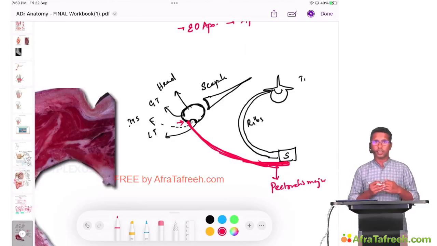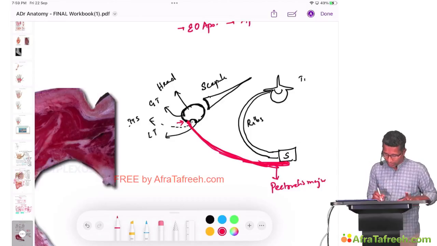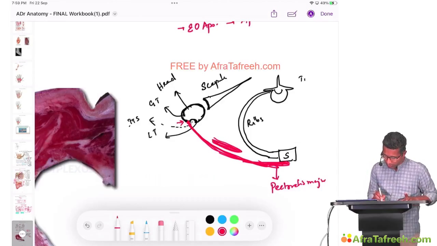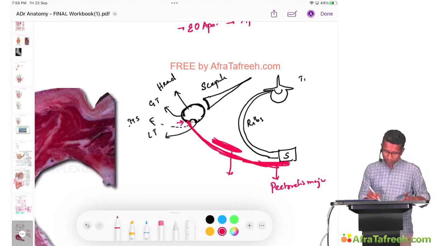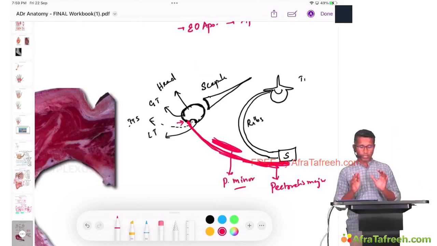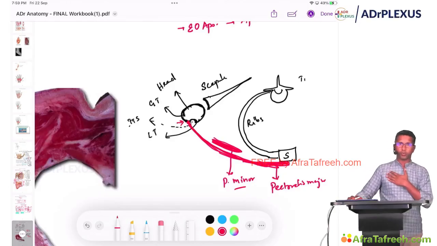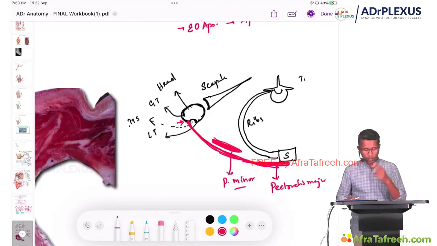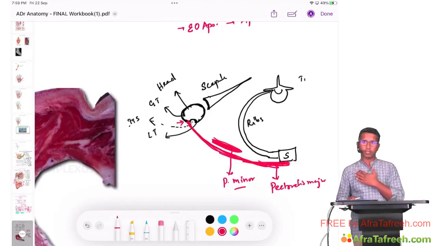Just behind the pectoralis major, you get another muscle here. This muscle is called the pectoralis minor muscle. Okay guys, clear? So from the anterior part of the chest wall, you see 2 muscles. One is the pectoralis major muscle, another one is the pectoralis minor muscle just behind it.